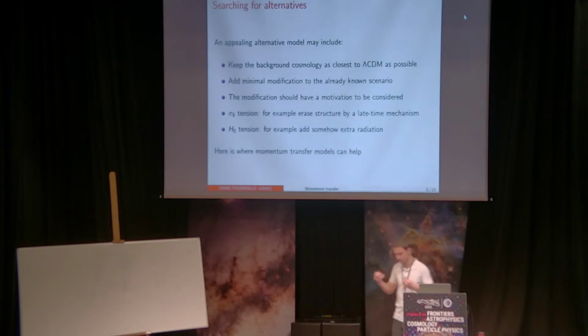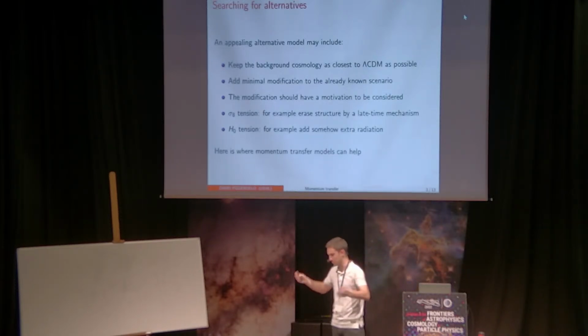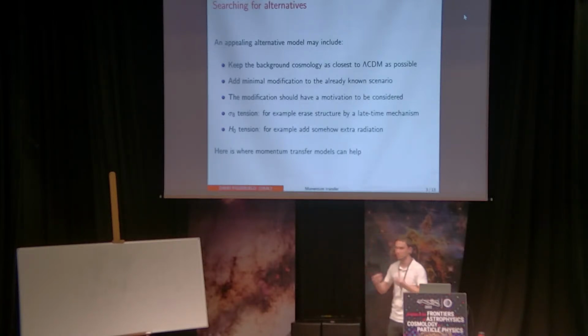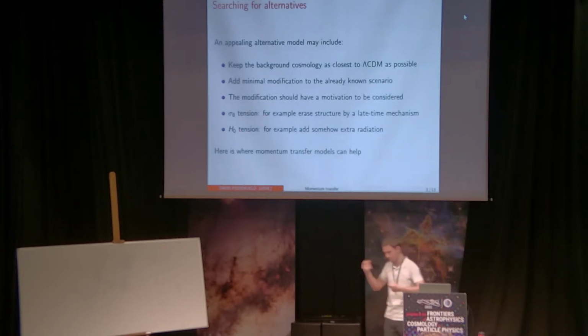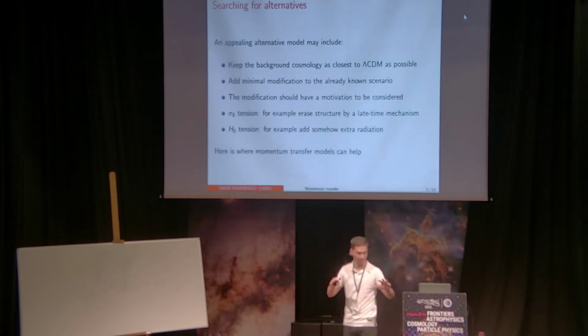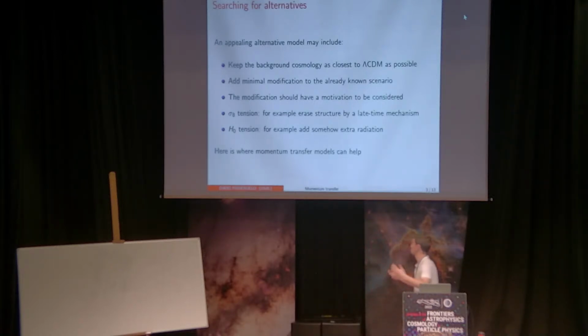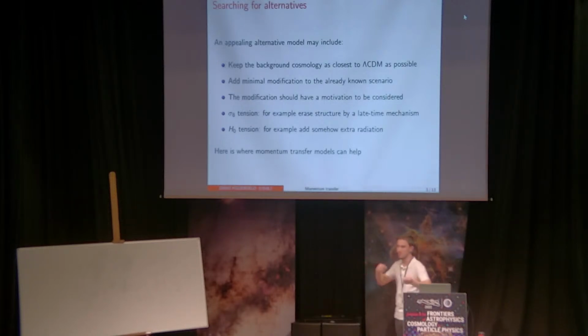This modification should have some kind of motivation, because you can put everything there and just put it into CLASS or into an N-body code. It would be nice, but you need something to motivate the addition, because otherwise it's just adding things. And maybe for solving the sigma 8 tension, some late-time mechanism that can erase structure, so you can alleviate the tension between the very early universe measurements, for example the CMB, and the late-time ones, like Sunyaev-Zeldovich or others. Also, the H naught tension can be alleviated with some extra radiation, but there are questions on that.